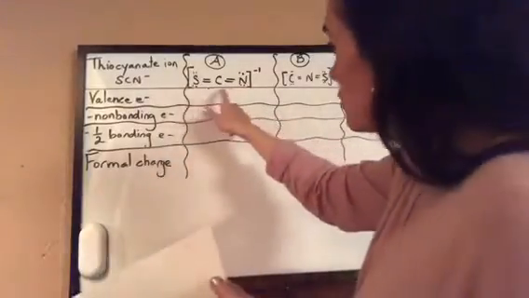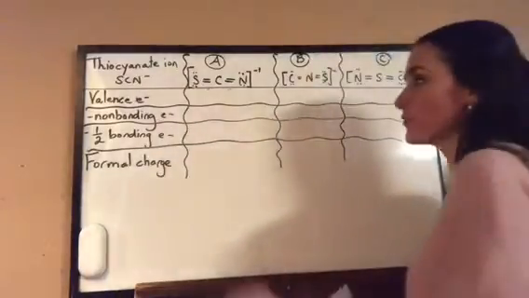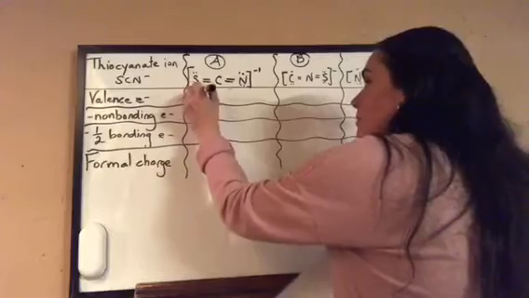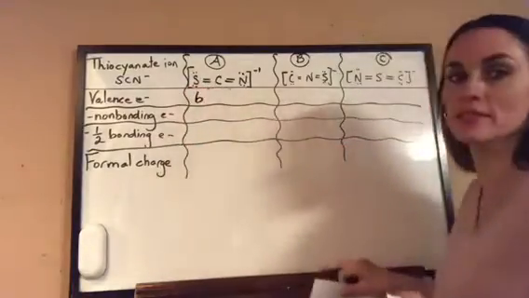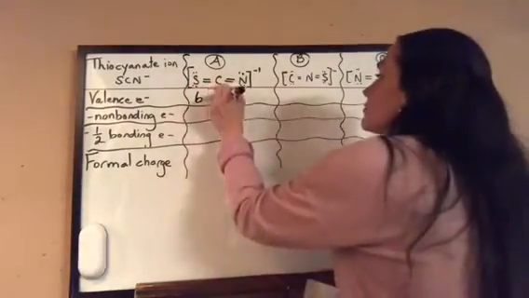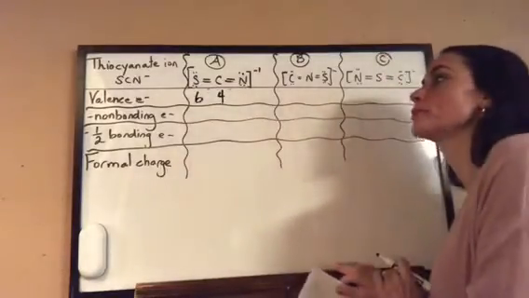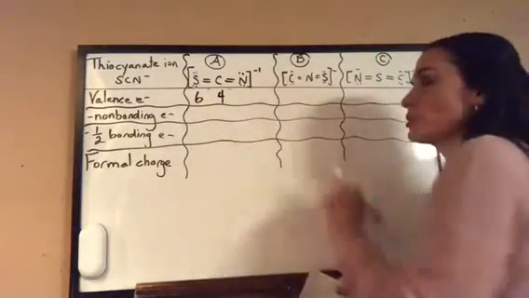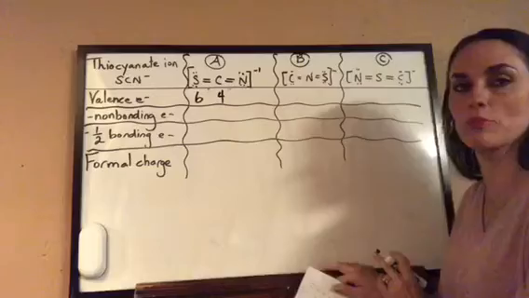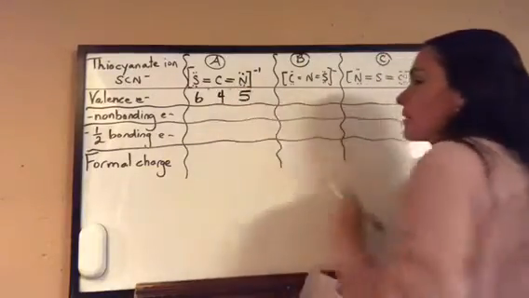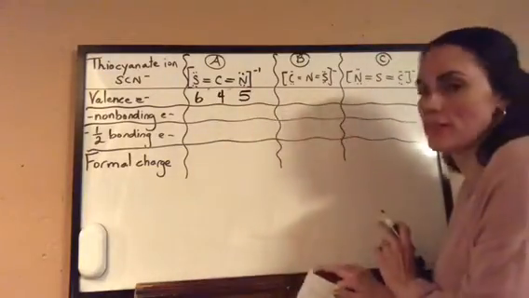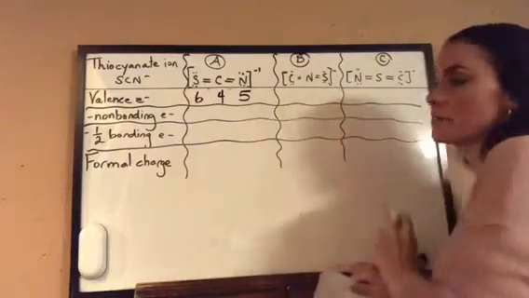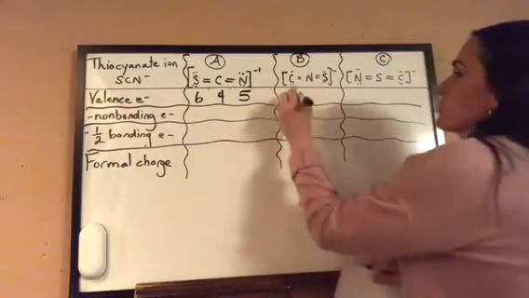Let's look at each number of valence electrons. Sulfur is in group 6A of the periodic table, so we have 6 valence electrons. Carbon's in group 4A of the periodic table, 4 valence electrons. Nitrogen is in group 5A of the periodic table, 5 valence electrons. Let's write those respective valence electrons under each atom in the other 2 proposed Lewis structures.